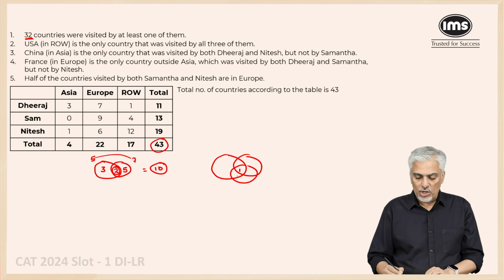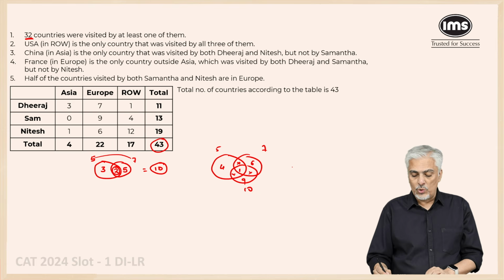Suppose one country is common among all of them and nothing else is common. Say 5, 7 and 10. Then what would happen? This number would become 4, this would become 6 and this would become 9. And hence you would get 10 plus 10, 20 countries instead of 22 countries.